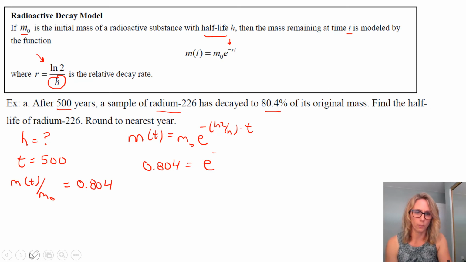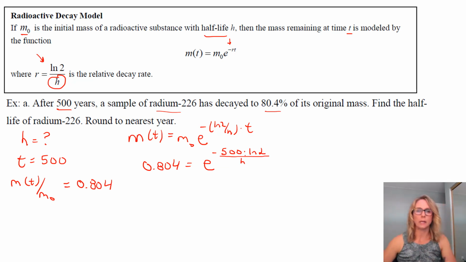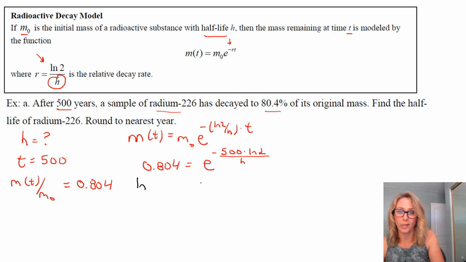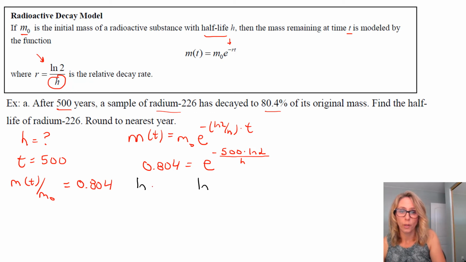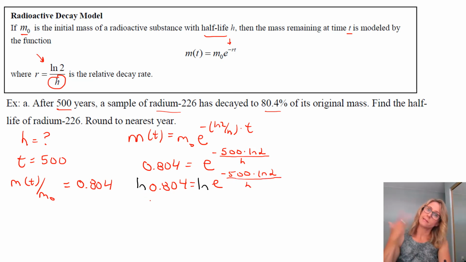Let me think, how can I write this a little bit easier to see here? Okay, so we know that t is 500. So one thing I could do is write negative 500 times ln2 over h. Maybe that's a good way to see it. Then if we take the ln of both sides, we're trying to free the h. So we've got an e, so we go to the natural log: ln of 0.804 equals ln of e to the negative 500 times ln2 divided by h, and that frees my exponent.